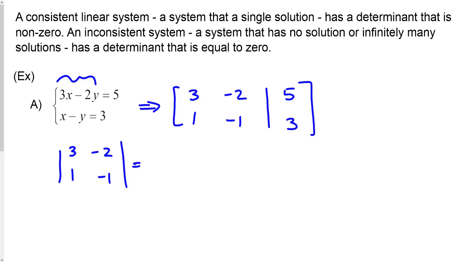This determinant, if I multiply 3 times -1, that's going to be -3. Then it's going to be minus the product -2 times 1, so effectively plus 2. So I get -1. And since this is non-zero, since it does not equal 0, that tells me that there is one single solution to this linear system.